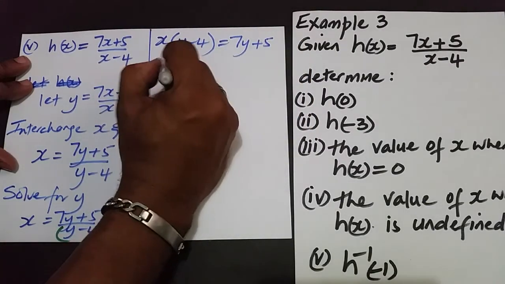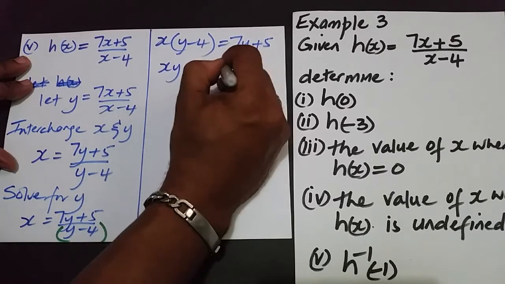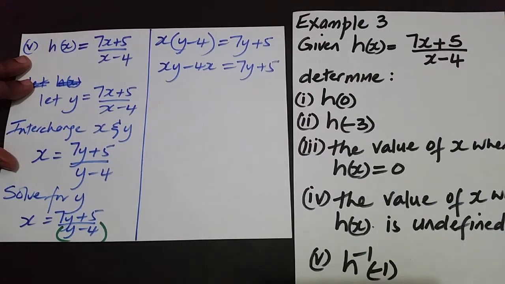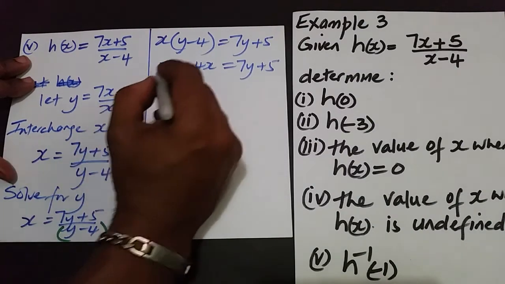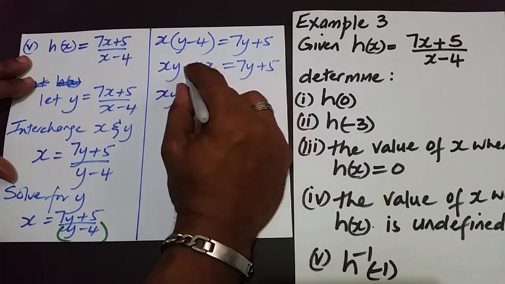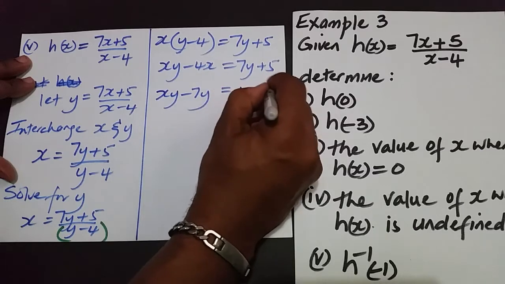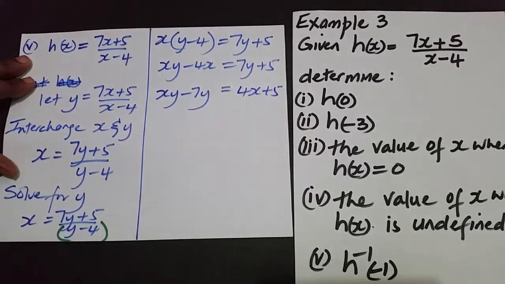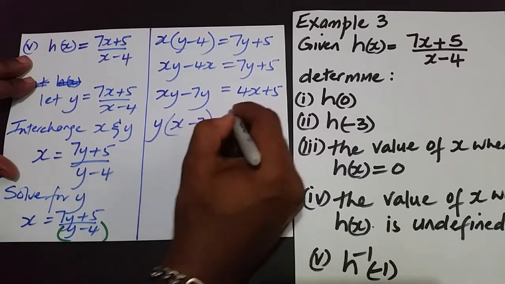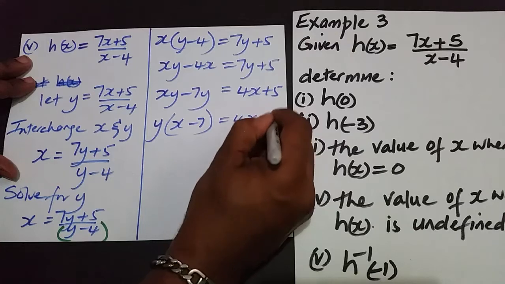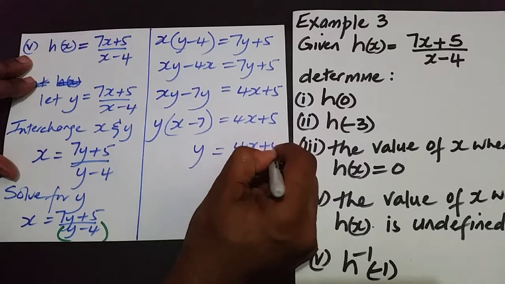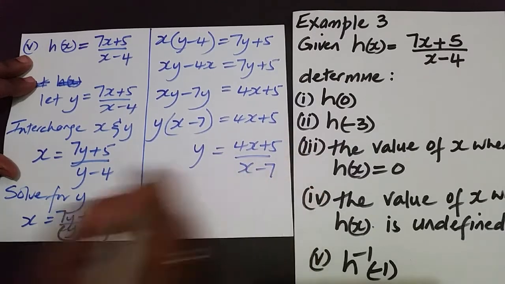We're going to expand this. xy minus 4x equals 7y plus 5. And we're going to put all the y's on one side and everybody else on the other side. So it's going to be xy minus 7y equals, carry over the negative 4x, it becomes positive. Then we're going to factorize that. So y is common in both terms. x minus 7 is in the bracket. And then y is going to be equal to 4x plus 5 over x minus 7.